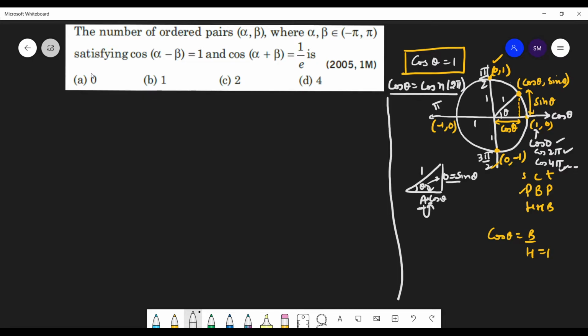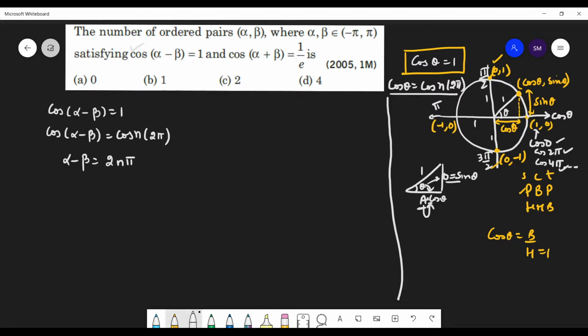So now you have cos(alpha minus beta) equal to 1. So it means you have 1 when you have cos of n into 2 pi. Right. So it means alpha minus beta is equal to 2n pi. Agreed, students? So this is what you have got from the equation.